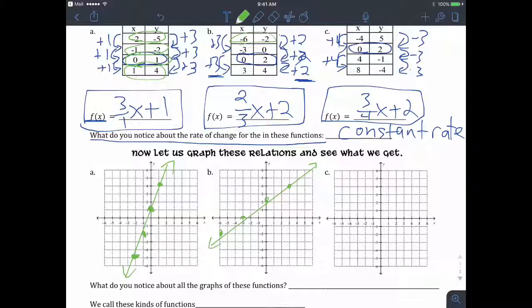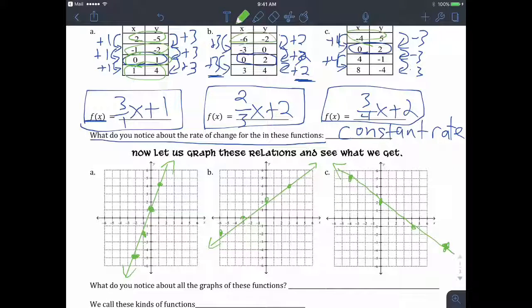All right, and then the last one we have -4, 5. So that's in the second quadrant up here. Then we have 0, 2. That's right here. Then we have 4, -1. And then the last one's going to be off the graph. If you did draw it, it would look like it's somewhere around here, okay, which is 8, -4. So let's go ahead and connect the dots.